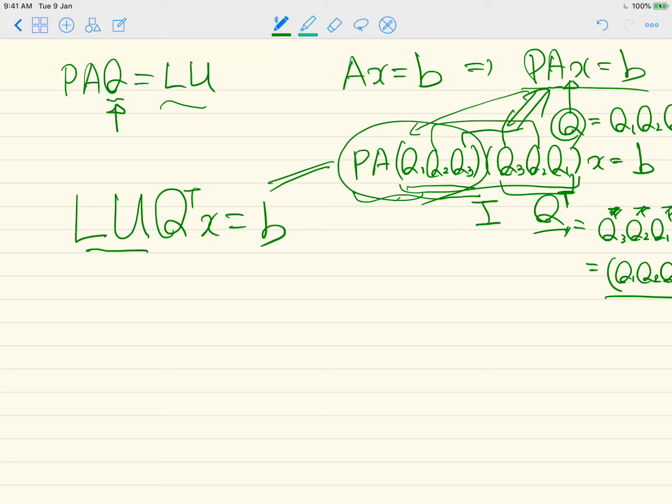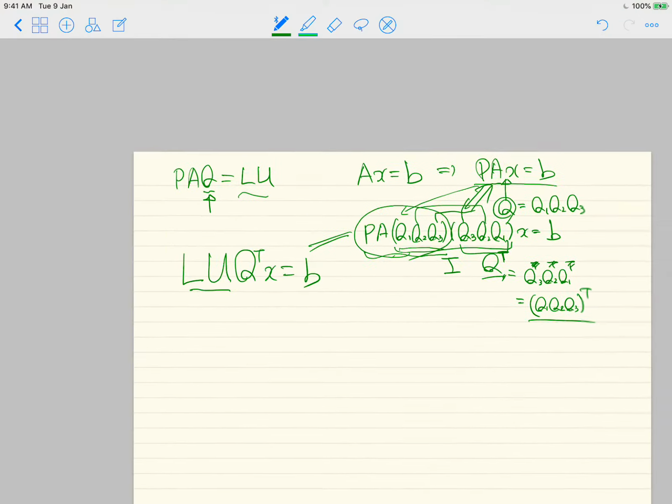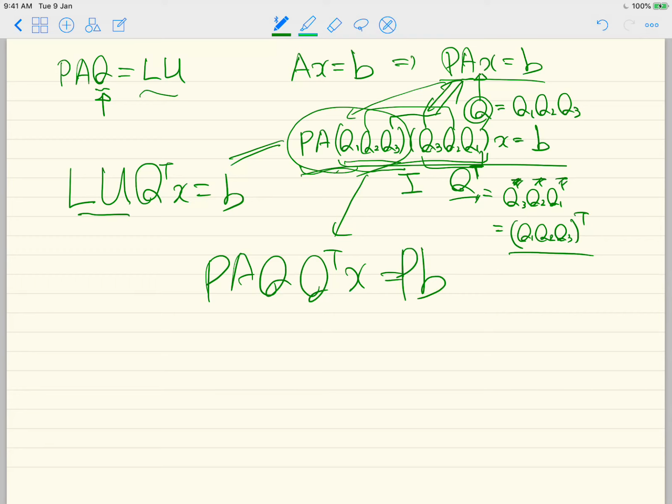Okay, so let me finish the lecture maybe in a minute or two. So in this case, let me write it in this form: PA Q transpose x is equal to Pb, right? So it's a row permutation. So we understand applying P is just equivalent, because it's just a matter of changing the order of these equations, right?